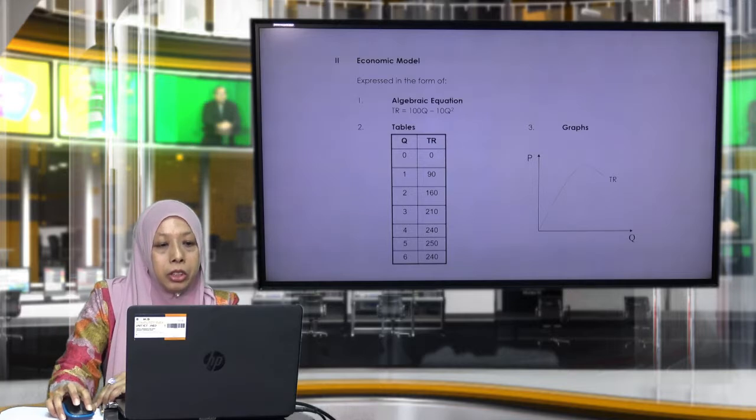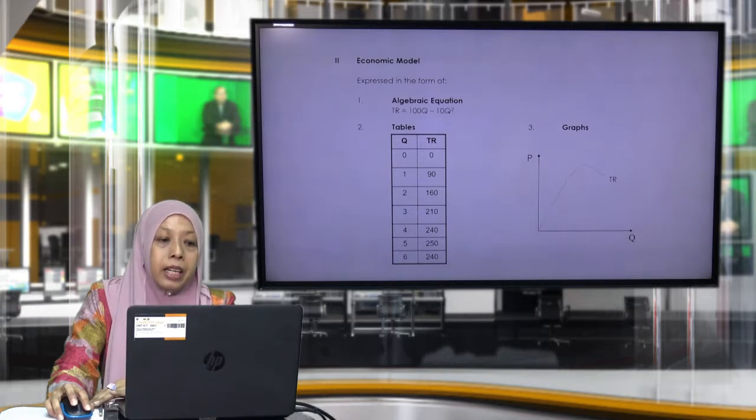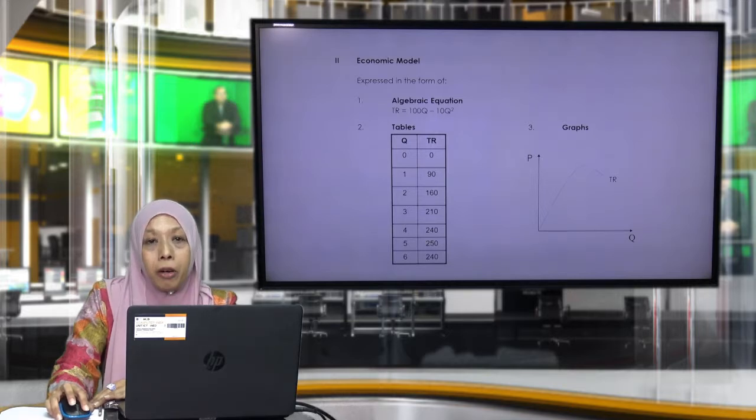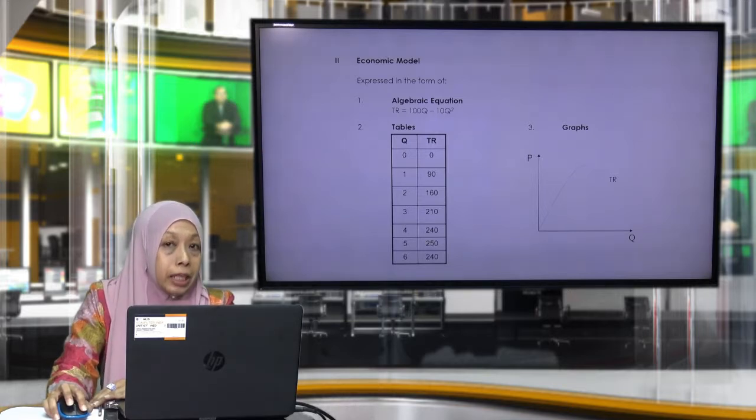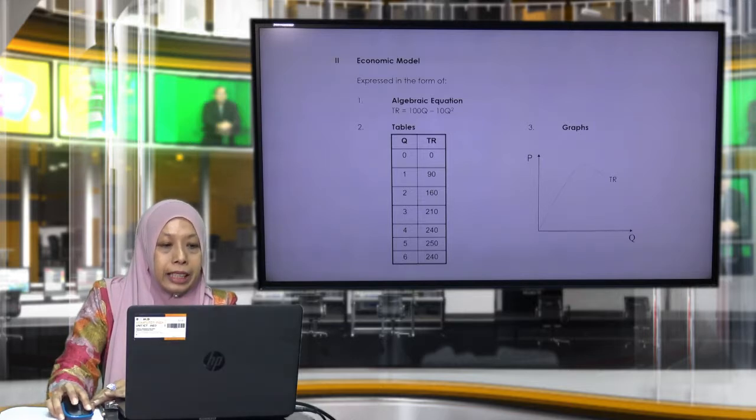Now, the next one would be economic models. As you know, in economics, we deal a lot with models. A model tries to simplify the things that happen around us. There are various ways to express an economic model. The first one is in the form of an algebraic equation or mathematical function. What we have here is an equation that tries to represent the total revenue model.